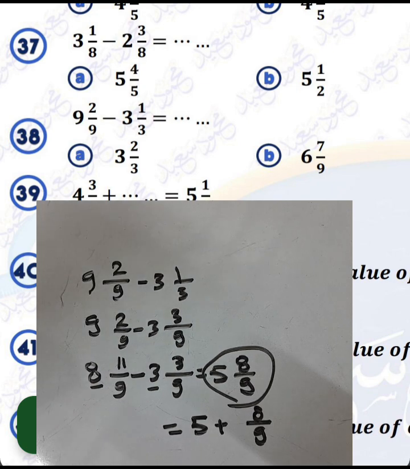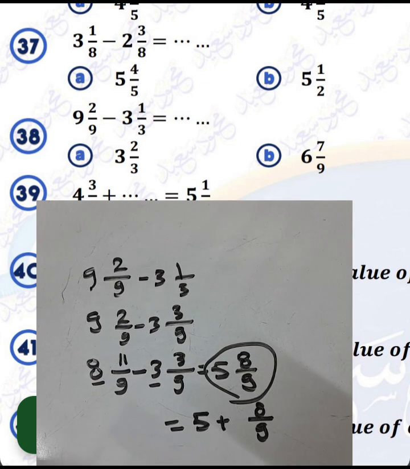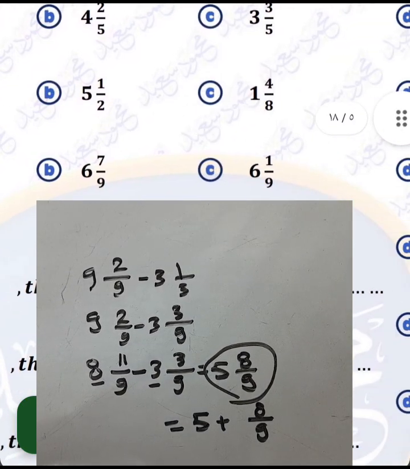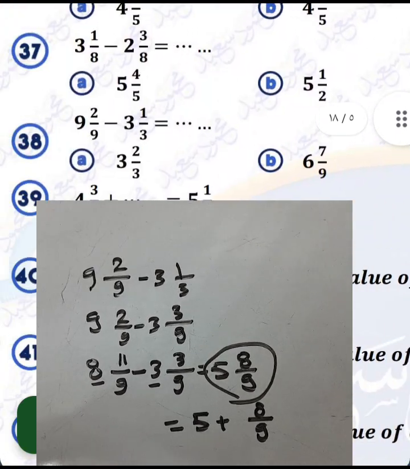Okay, understood about question 38. 5 and 8 over 9.